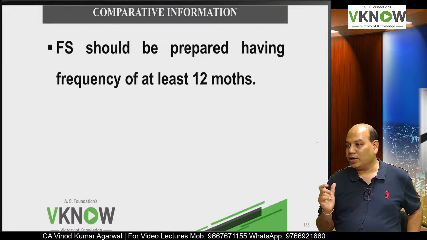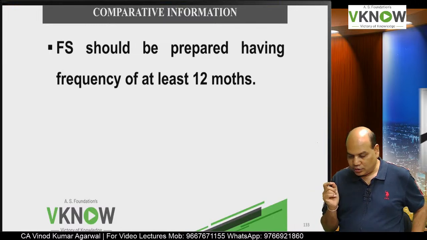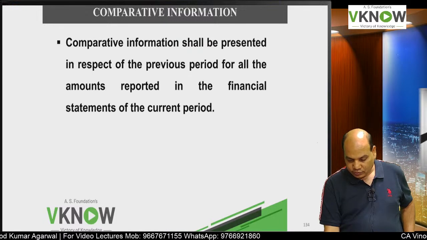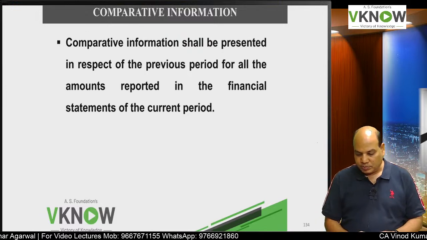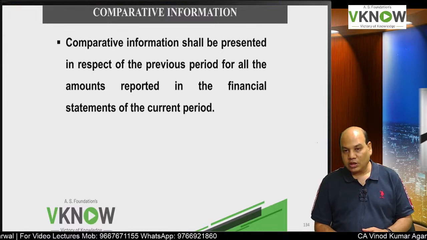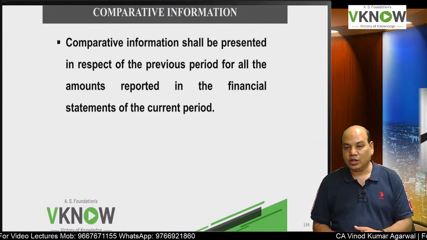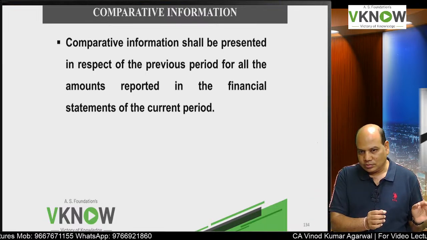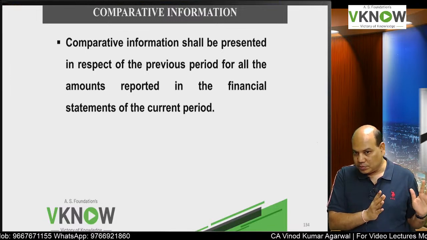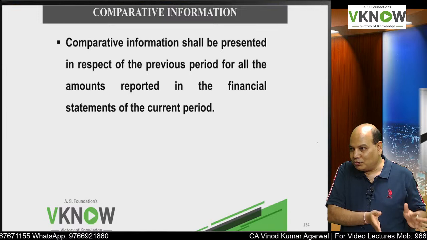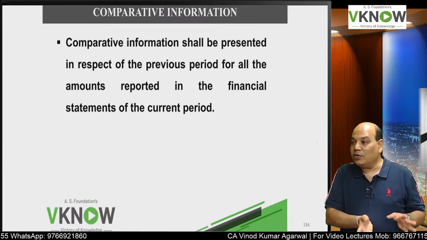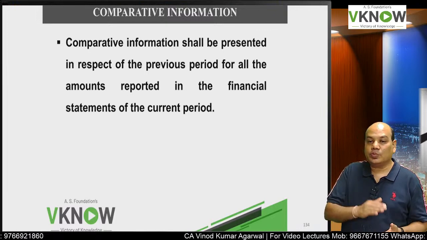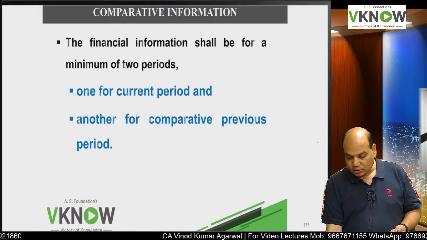At least one comparative statement you have to give. How much? At least one. Okay. At least one comparative information you have to give. Comparative information shall be presented in respect of previous period for all the amount reported in the financial statement of the current period. So you will prepare a comparative balance sheet. Minimum one you have to give for the previous period. Comparative P&L account, comparative cash flow statement. Even in the notes, the comparative figures are given. That is what you had reported in the earlier period, and that is minimum.